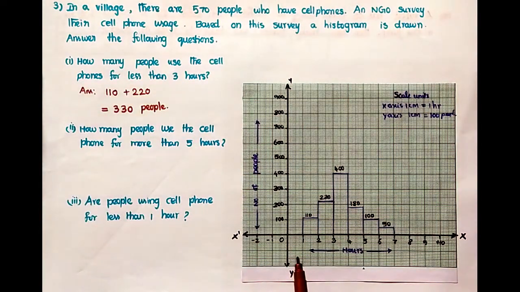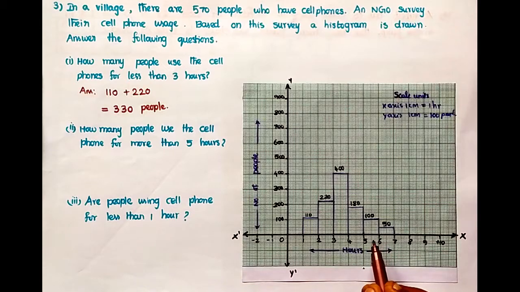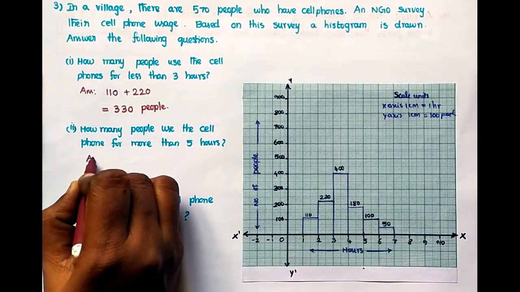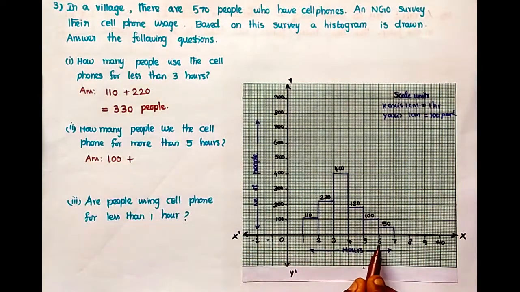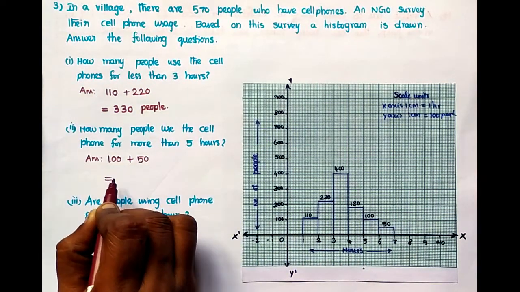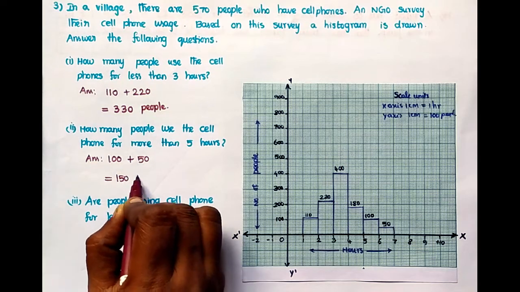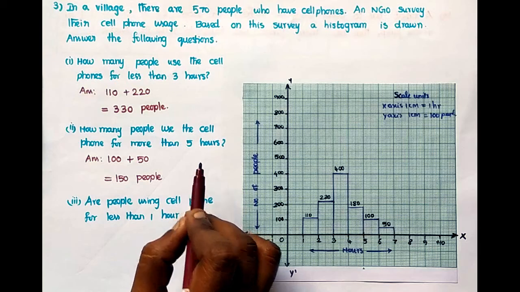Next one. How many people use the cell phone for more than 5 hours? Here 5 hours. More than 5 hours means after the 5 hours, means 5 to 6 and 6 to 7. 5 to 6, how many members? 100. And 6 to 7, 50. Totally 150 people use the cell phone more than 5 hours.